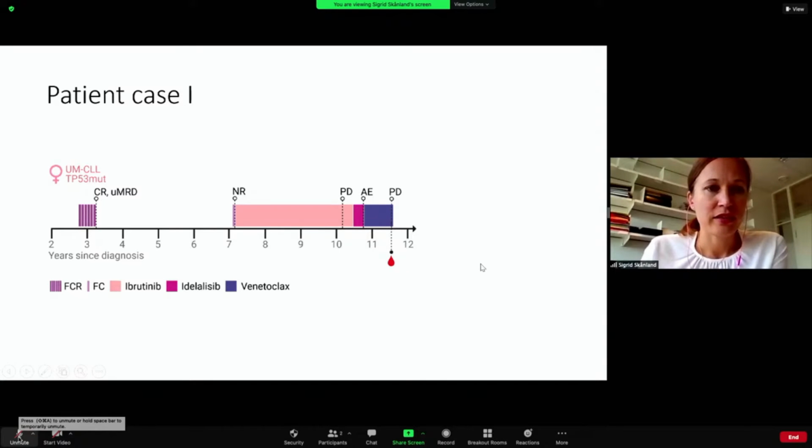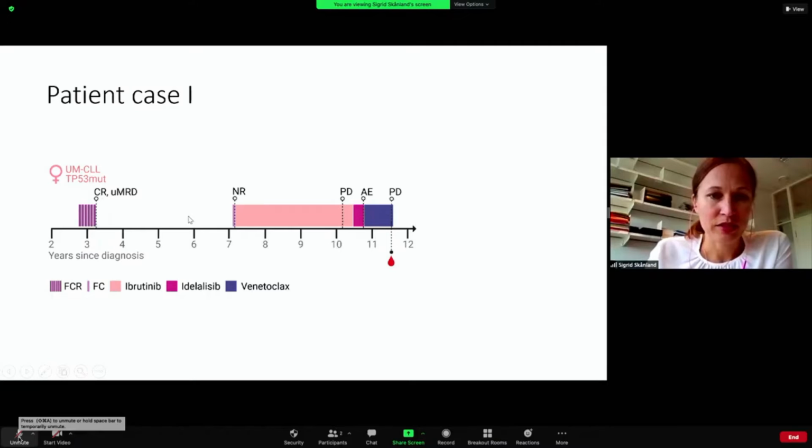So let me first present one patient case for you. So this is a CLL patient that presented with 2 poor prognostic factors. She had unmutated IGVH and a TP53 mutation. And shown here is a timeline in years since her diagnosis. And as you can see, she needed the first treatment 3 years after diagnosis. And at this time, she was given chemoimmunotherapy. And she had a complete response and undetectable MRD.